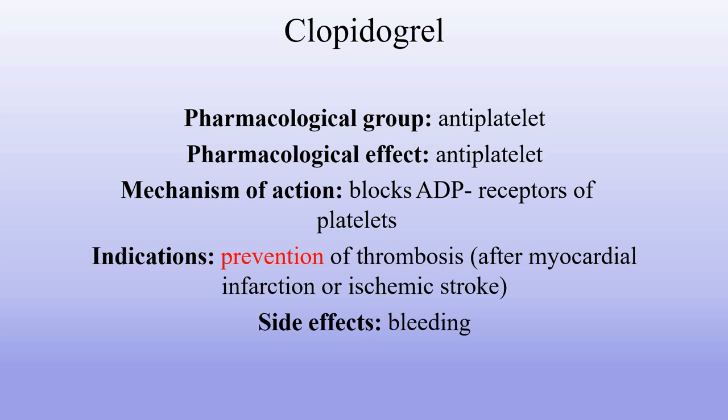Clopidogrel. Pharmacological group: antiplatelet. Pharmacological effect: antiplatelet. Mechanism of action: blocks ADP receptors of platelets. Indications: prevention of thrombosis after myocardial infarction or ischemic stroke, and side effects: bleeding.